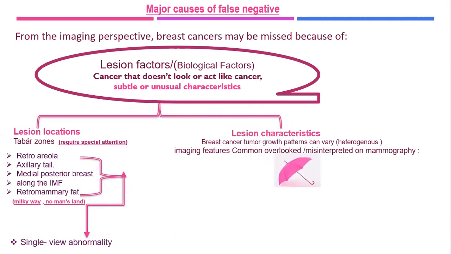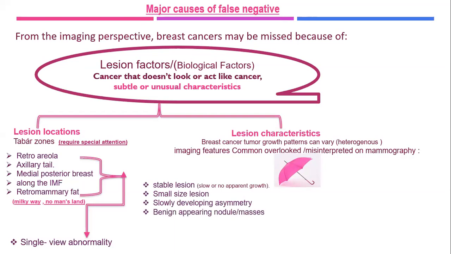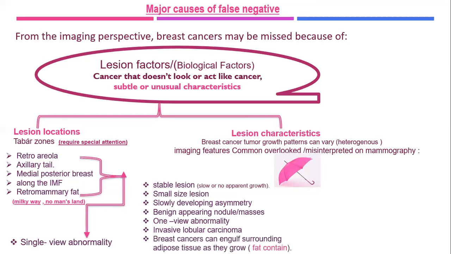Under the umbrella of these, there are many scenarios, including stable lesions. The lesion might be slow growing or not apparently growing. The lesion can be very small, so that it cannot be appreciated, a slowly developing asymmetry, a benign-appearing nodular mass, or the lesion can be seen in a single view. And as you know, invasive lobular carcinoma usually grows in a different way than invasive ductal carcinoma and other breast cancers, which makes it difficult clinically as well as radiologically.